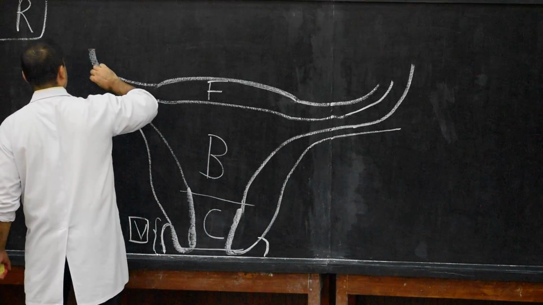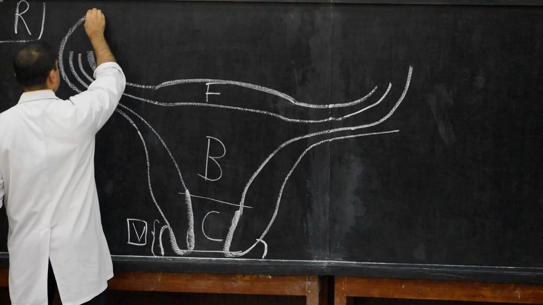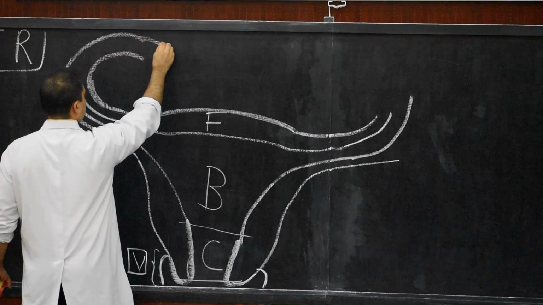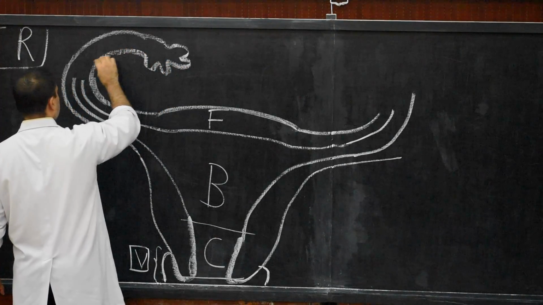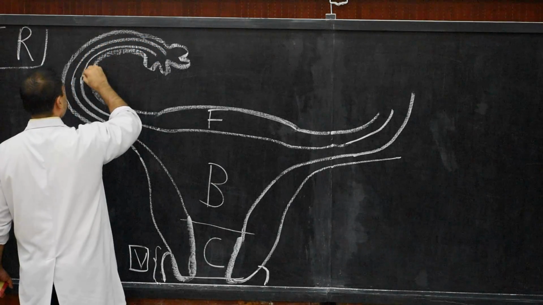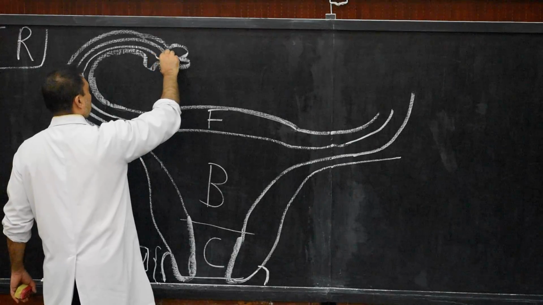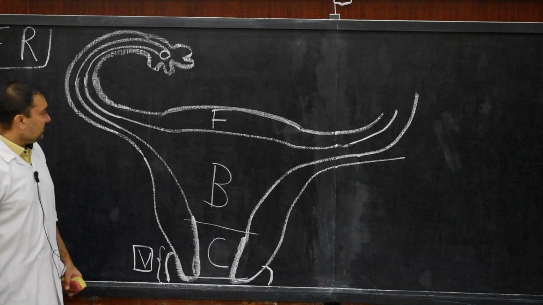This is the fallopian tube here, and this fallopian tube we have to show that it will have a fimbriated end. So this is how the fallopian tube will have the fimbriated end at one side, and therefore it will open through this fimbriated end in the peritoneal cavity.